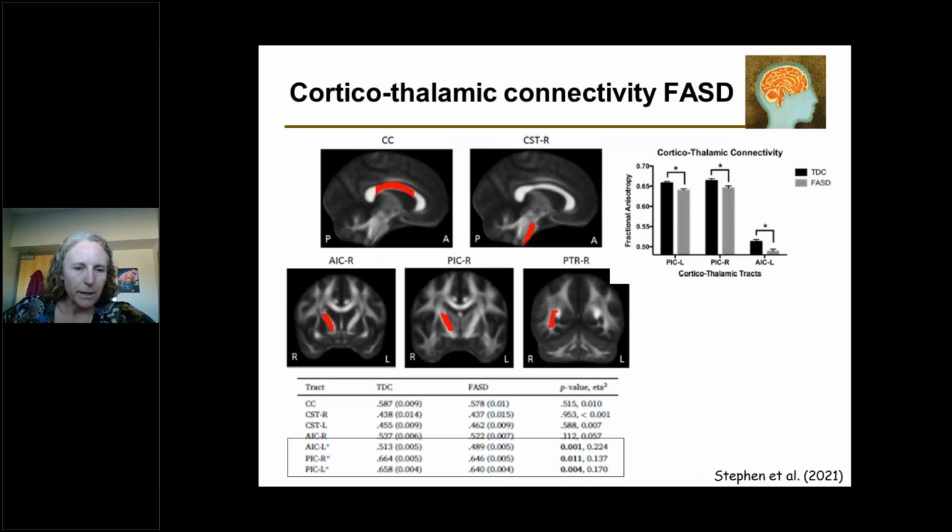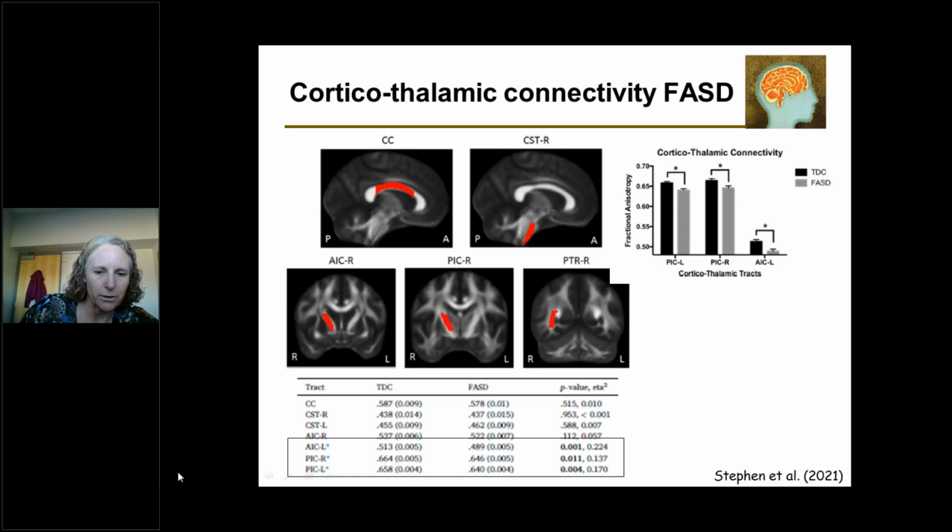And the final study that I want to talk about is, again, a more recent study that was just published, looking at corticothalamic connectivity in kids with FASD. So going back to the alpha oscillations that I've already talked about, we've known for quite some time that alpha oscillations during rest are primarily driven by the thalamus. And so one possible explanation for a decrease in amplitude in alpha oscillations is that perhaps the connectivity between thalamus and cortex is impaired.